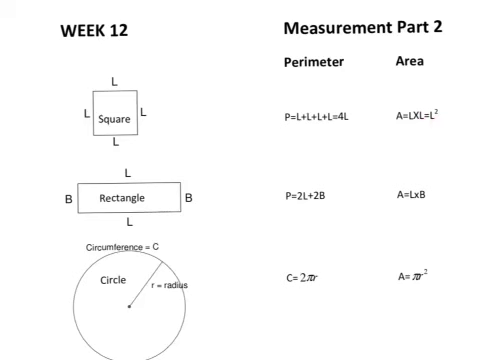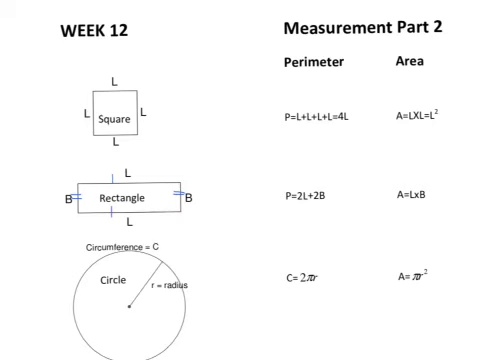With the rectangle, opposite sides are equal, so the two lengths are equal, but then again so are the two breadths. So therefore when we want to find the distance around, it's one length plus another length, so 2L, plus one breadth and another one, 2L plus 2B is the perimeter. The area is the length multiplied by the breadth.